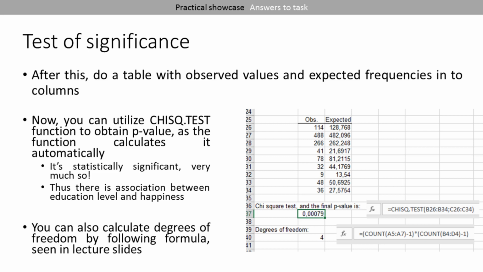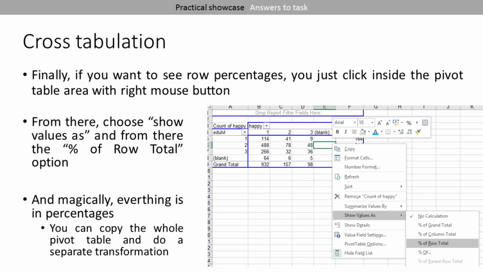And you can also calculate the degrees of freedom, which is part of the chi-square calculation, by doing the following formula provided here. And finally, if you want to see the row percentages, you just click inside the pivot table with the right mouse button, and you're going to get the menu. You press the show values and the row totals. So it will automatically transfer all the numbers to row totals. So pretty easy, right? That's why you can construct a prettier table for your publications.